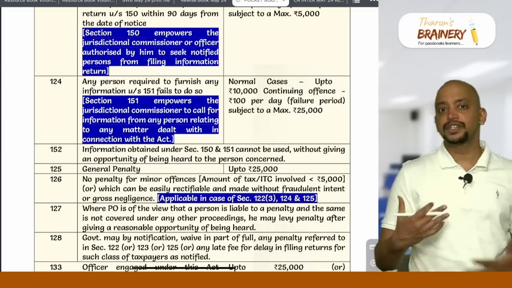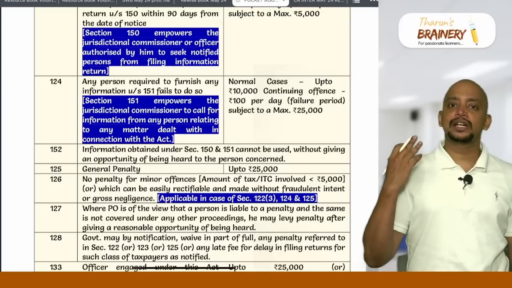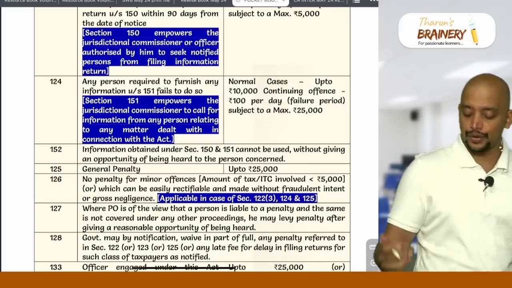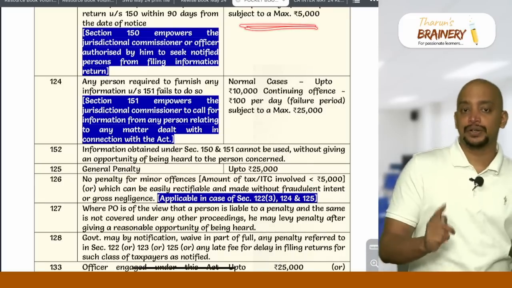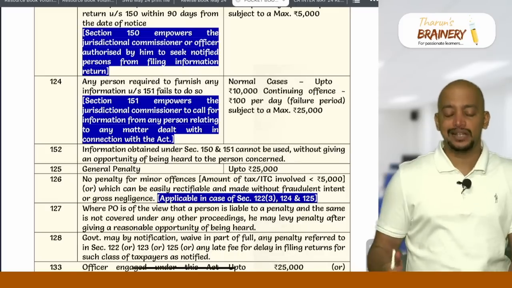In both cases we need to submit some information, whereas in 150 there is a timeline. A standard time is there, a notice is there, and within 90 days if you are not giving it, only then will the penalty come into the picture. Whereas in the case of 151, the time will be given by the officer himself.